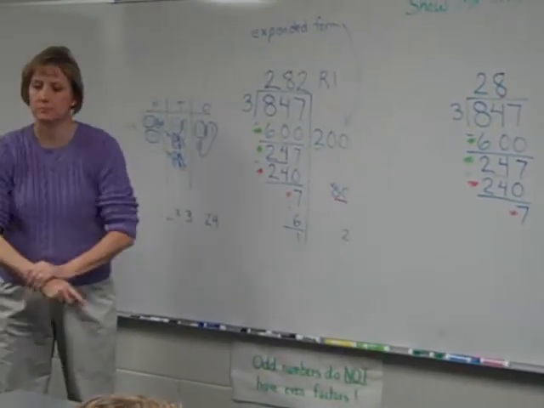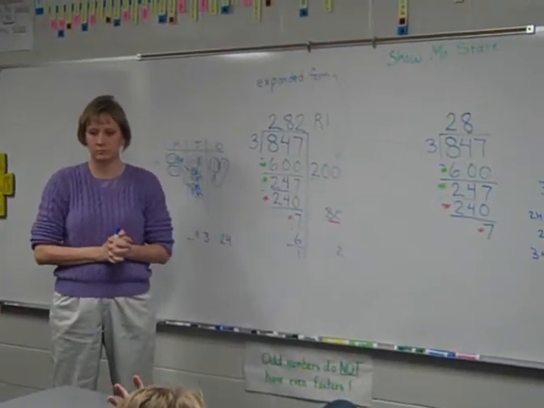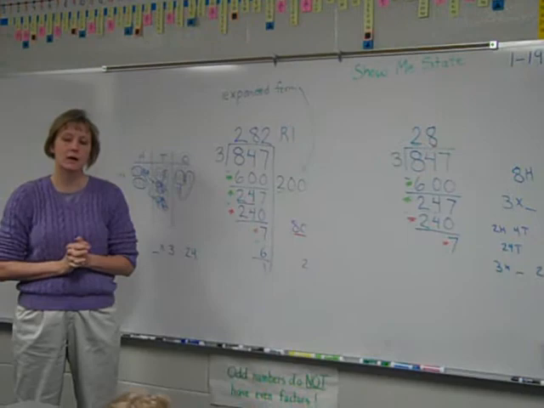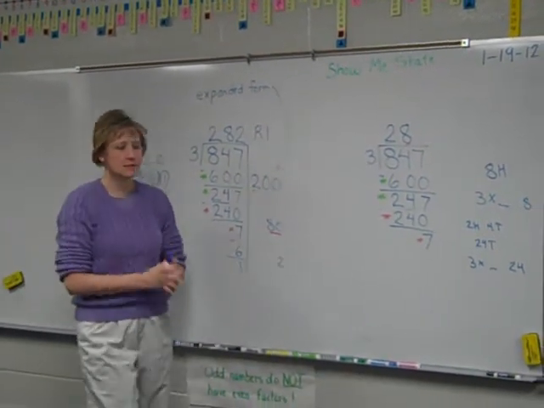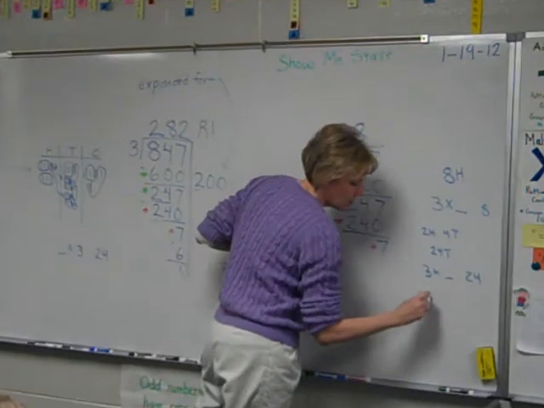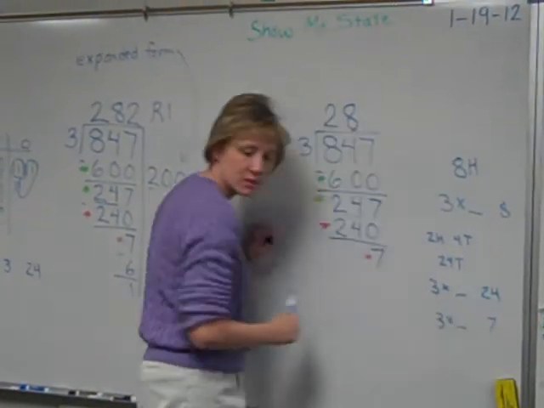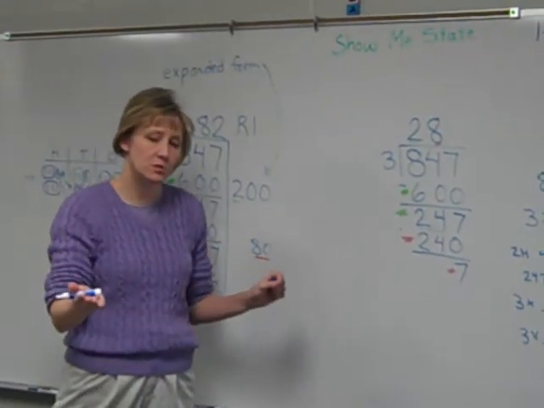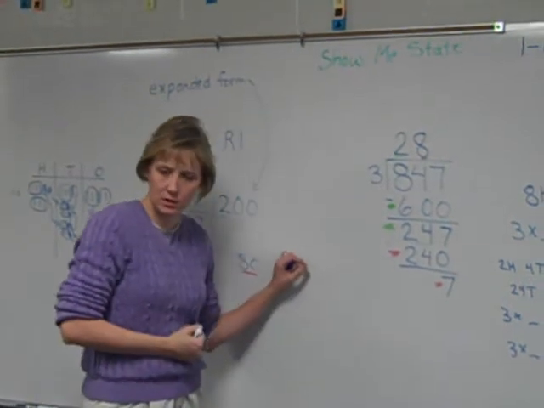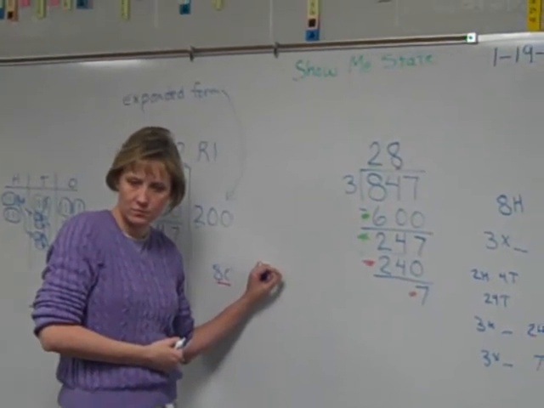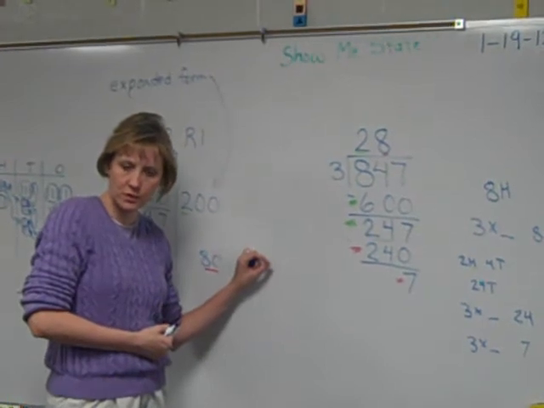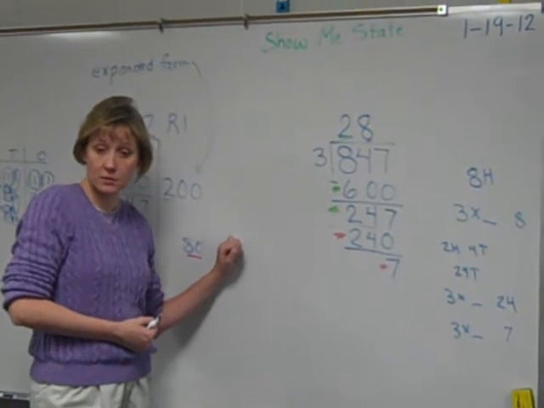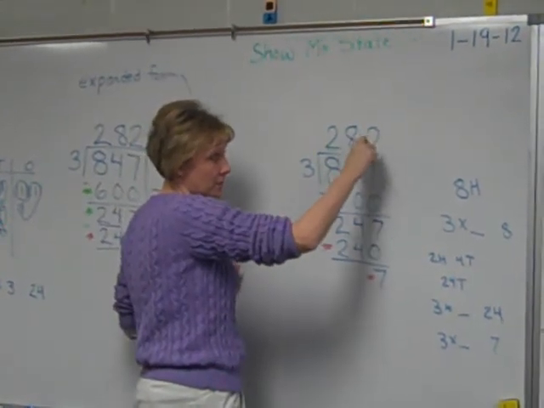What place am I working in? What place am I working in, Ariel? The ones. How many ones do I have? 7. I'm thinking 3 times what number is going to get me as close to 7 as possible without going over? 3 times 2. What is 3 times 2? 6. So where's my 2 going to go? What place do I need to put that 2 in? 100? No, the ones. We're working in the ones place. So Haley, I'm going to put that 2 right up here in the ones place.